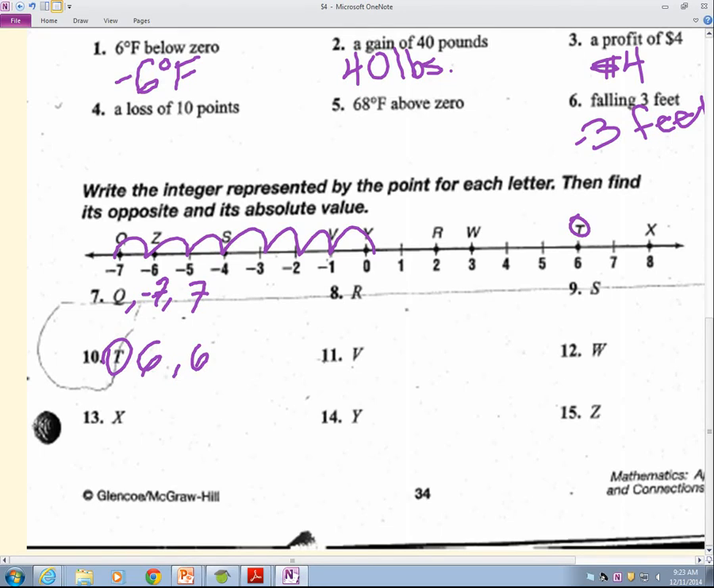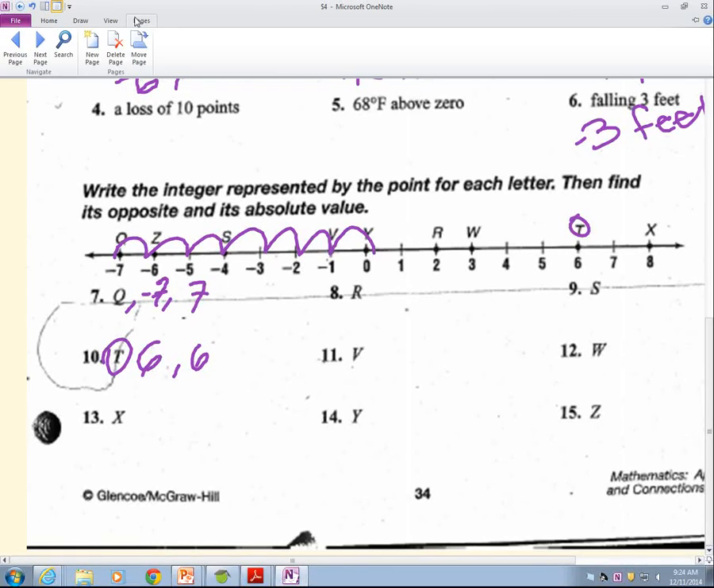2, 3... 1, 2, yes, 3, 4, 5, 6. After you pass that back, yes, 2, 3, 4, 5, 6. 1, 2, 3, 4, 5.